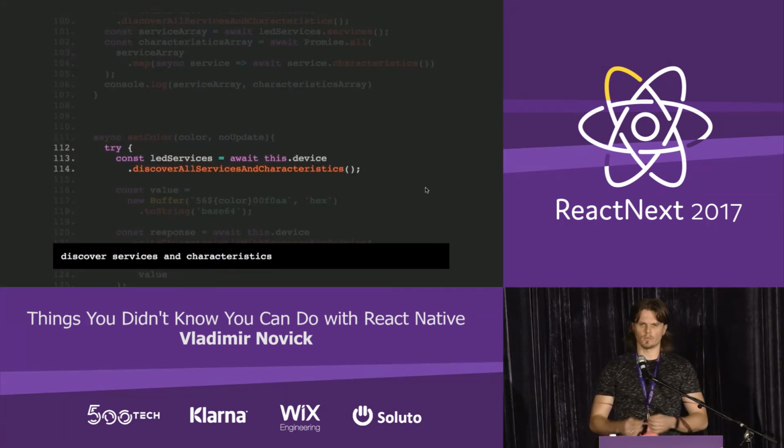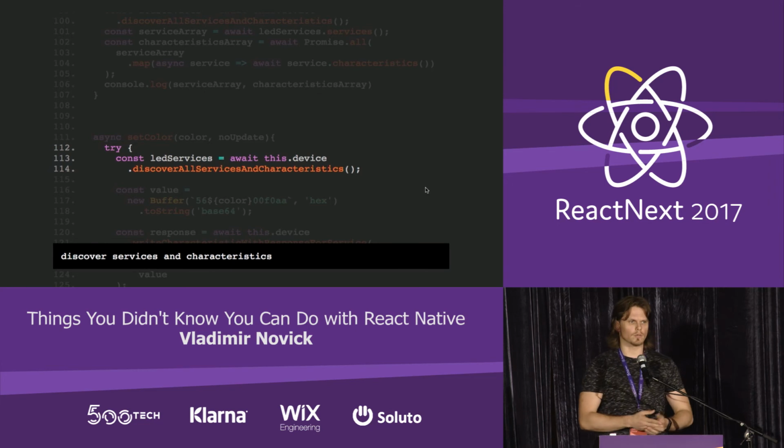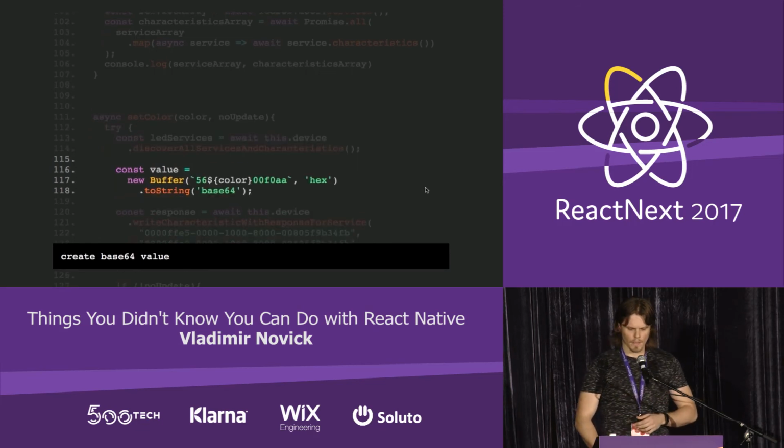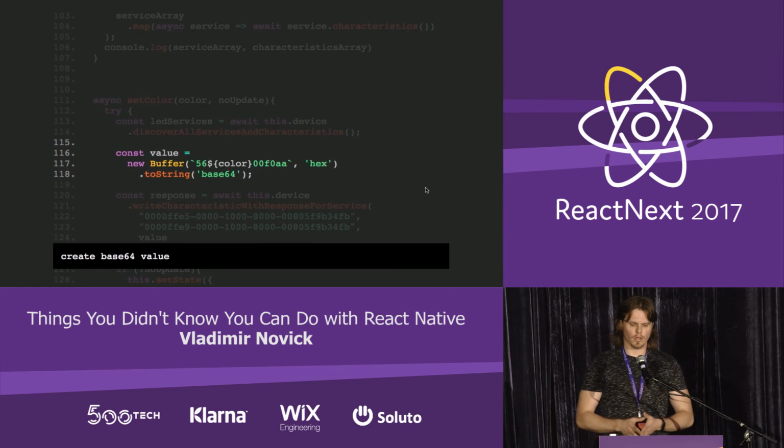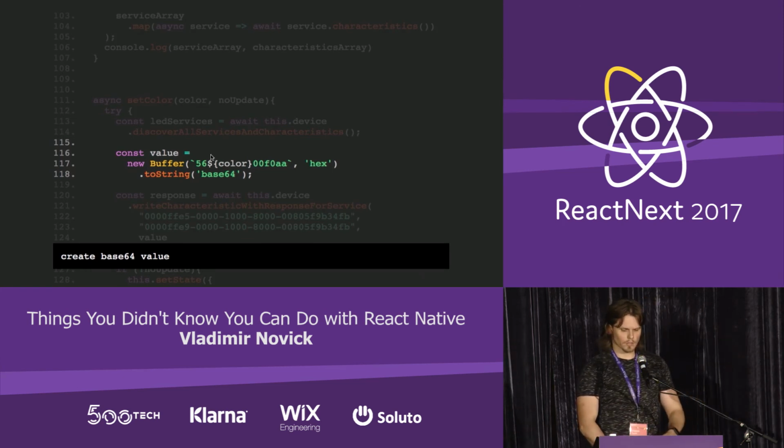Then, in order to connect to the actual service and characteristics that enables light on this light bulb, I call discover all services and characteristics. I need to discover them first, right, before connecting. Then I create a new base64 value. It's some weird numbers here, 56 or F, this kind of stuff.